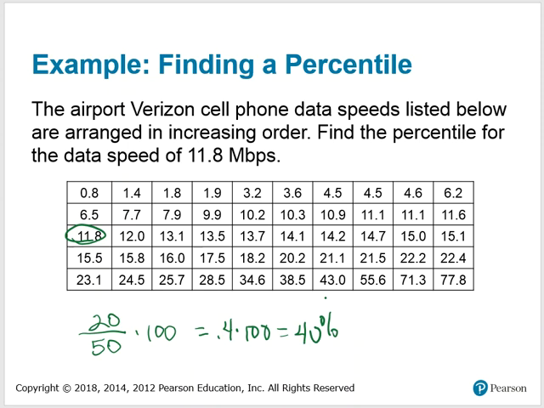So the percentile that we have here is the 11.8 megabytes per second is the 40th percentile. So it is better than 40% of those data speeds, but yet 60%, which is the other part of the 100%, are better than it.